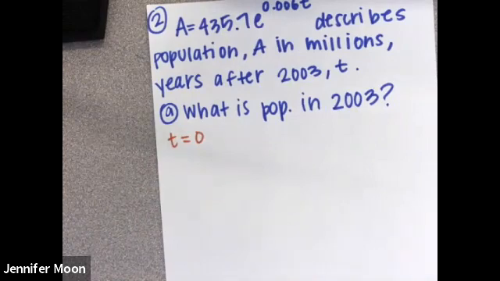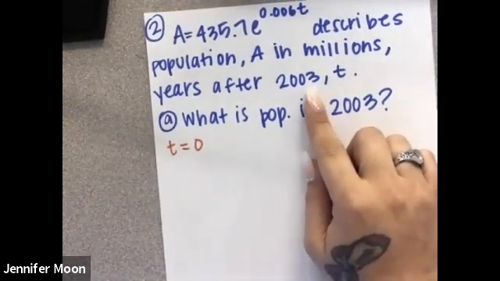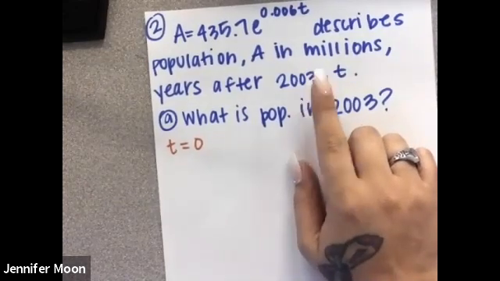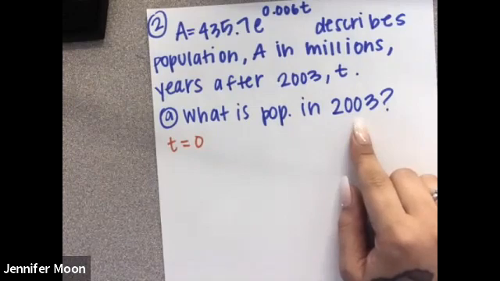If it said, what's the population in 2004? Well, my T is the amount of years after 2003, so my T would be 1. 2005, 2006, and so on, right? Does that make sense? So if it's telling you that your T is based off of the number of years after 2003, then when it wants to know the population in 2003, that's just 0.